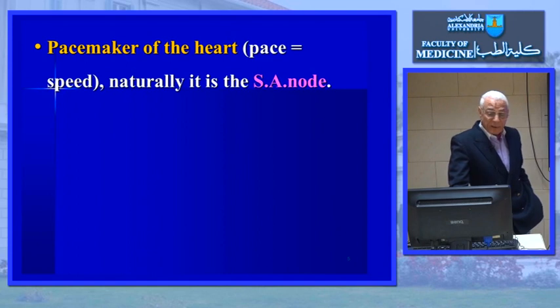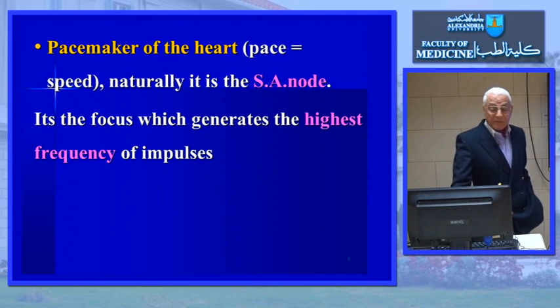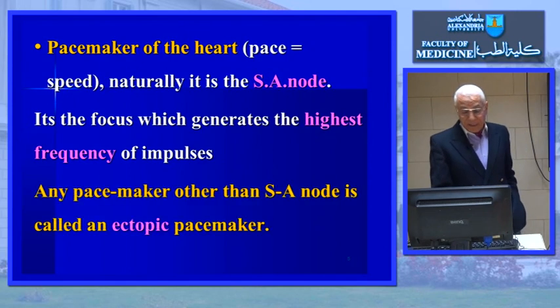Naturally, in a normal human, it is the SA node. Why? Because it shows the highest frequency, the highest rhythmicity, and the different parts of the heart obey this rhythm. We can define the pacemaker as the focus which generates the highest frequency of impulses. Sometimes in a pathological situation, we may get another focus in the heart generating a frequency higher than the SA node, and we call this an ectopic pacemaker.